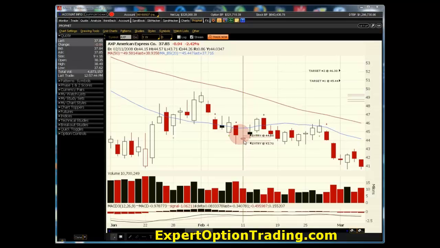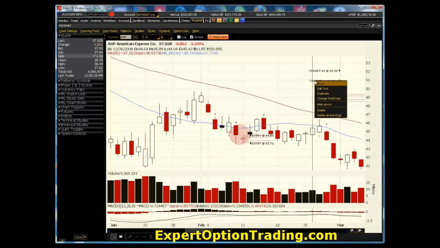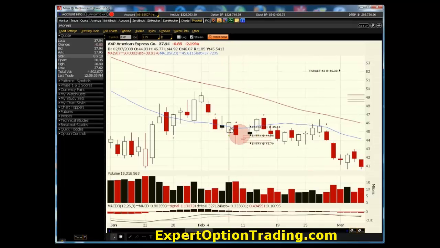In order for us to determine our targets, we take the range of the price and simply add it to our entry price. In this case, our first target is $45.44, which is $44.58, our entry price, plus the range, which is 86 cents, for a first profit target of $45.44. Now, before this bar was created, we would have these set up on our charting system.